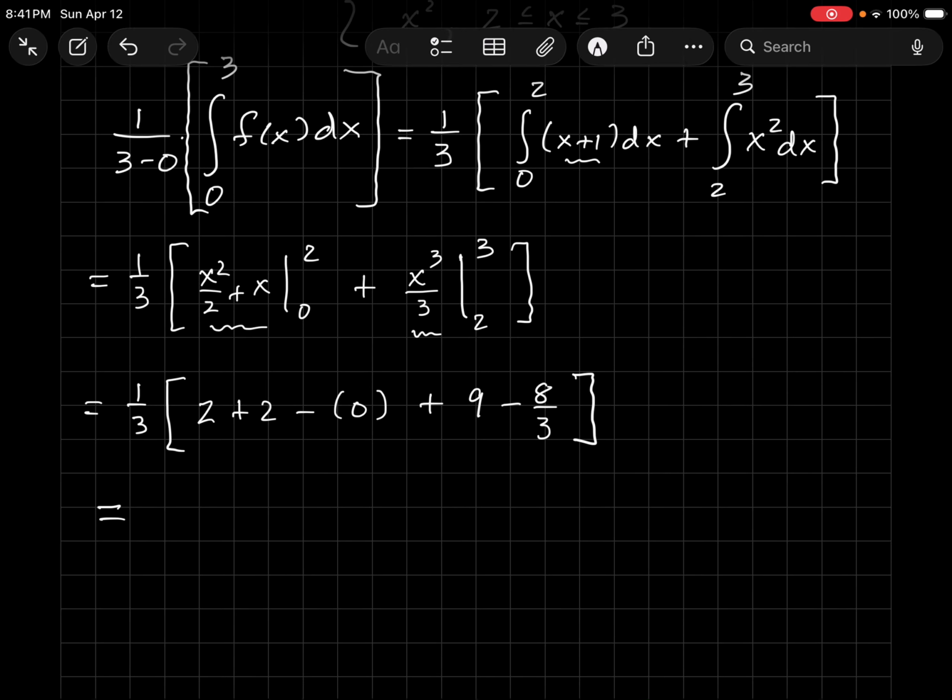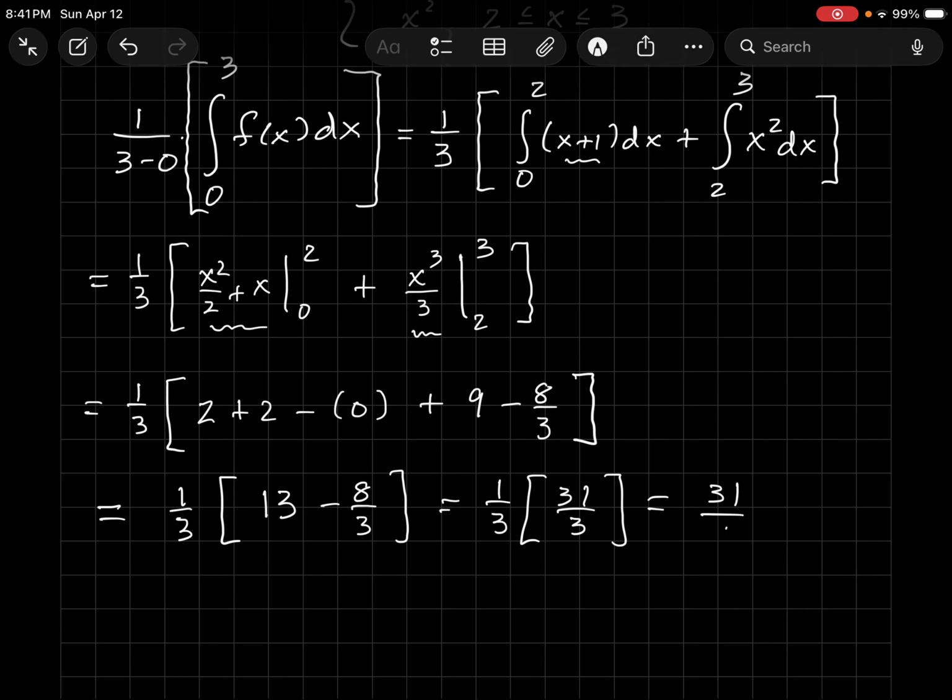And then putting a few things together, we get 1/3, and then we get 13 minus 8/3, equals 1/3 times 39 minus 8/3, equals 31 over 9.